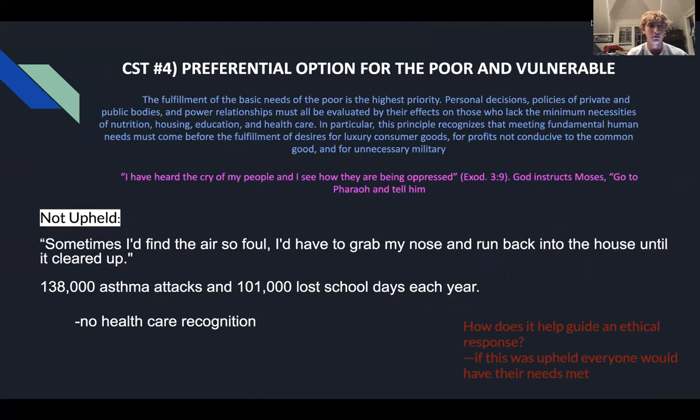All right, CST number 4. It focuses on how power relationships must be evaluated by their effects on those who lack the minimum necessities of nutrition, housing, education, and healthcare. I saw that CST number 4 is not upheld at all because we see companies taking advantage of poor communities, which ends up resulting in a lot of pollution and 138,000 asthma attacks and 101,000 lost school days each year. So not only is health being put at risk, but you're losing health and education. If we were just to give a preferential option for the poor and vulnerable to get an education and have fresh air, then our problem would be solved.